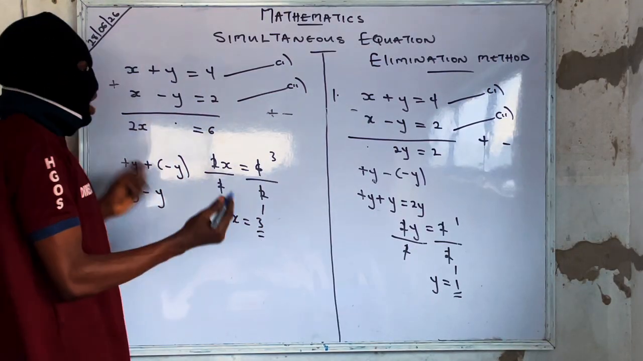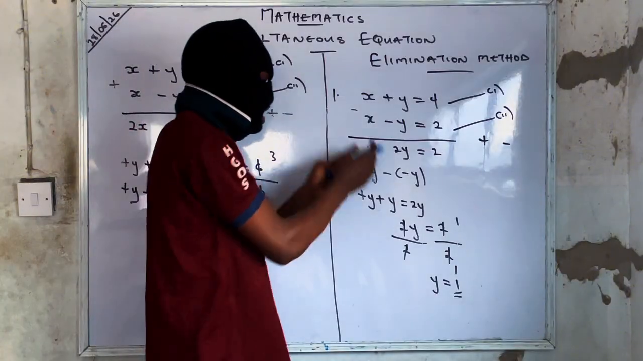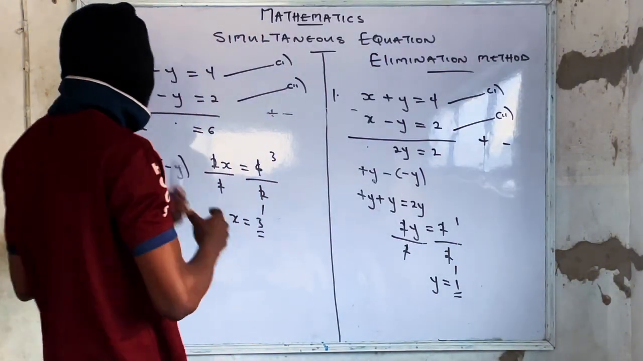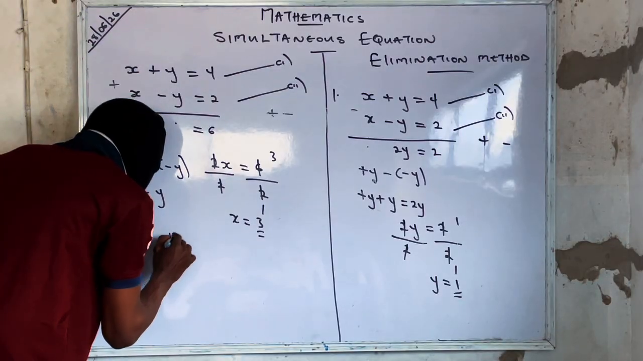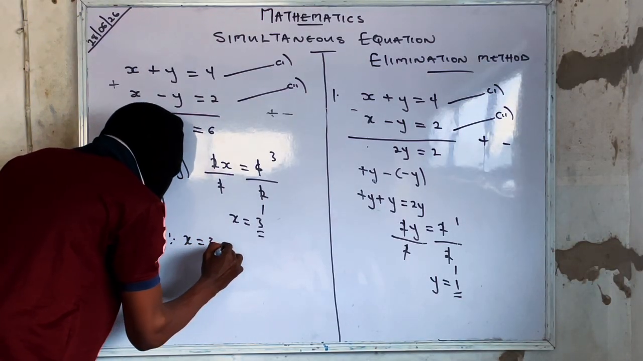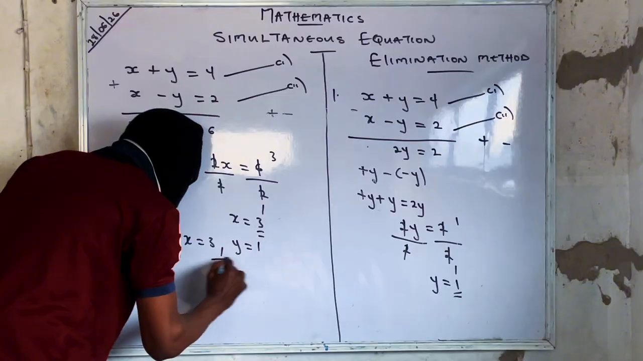You can see we have made sure that we have eliminated x for us to get the value of y, and we have also eliminated y for us to get the value of x. Then therefore, our x is equal to 3 and y is equal to 1.